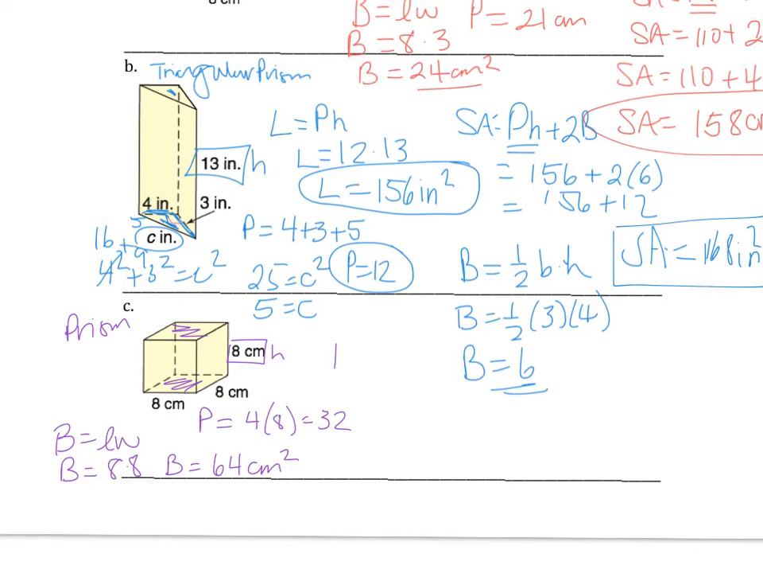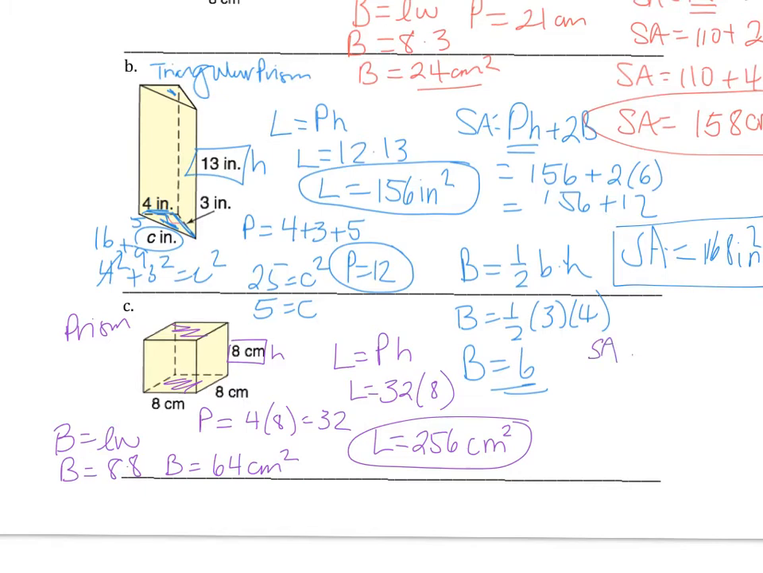Using my two areas then, lateral area is my perimeter times my height. So again, my perimeter, which I just found, is 32 times my height, which is 8. So the lateral area is 32 times 8, which is equal to 256. And then this is area, so my units are squared. Centimeters squared.